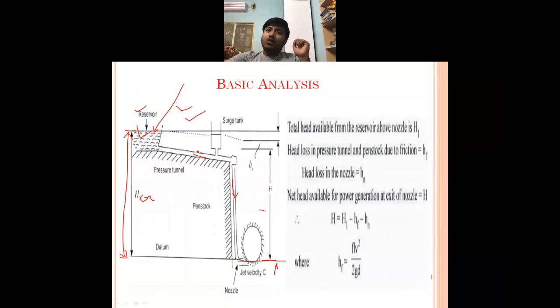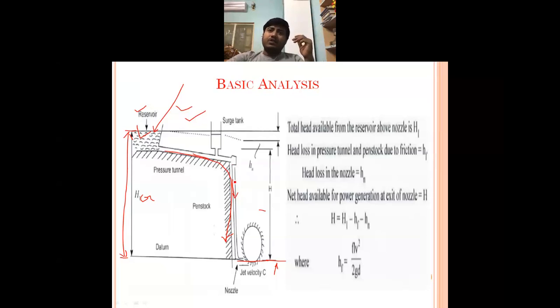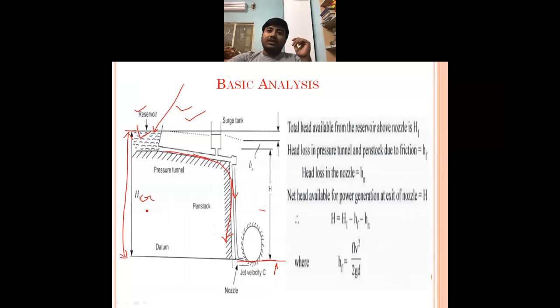Now as the water is flowing through the penstock, because of certain expansion or other things, there will be some losses. You have read about pipe losses. Because of these losses, the total gross head is not available over here. Some head is lost. So the head that is available at the inlet of the turbine is known as the net head, which is denoted by H.